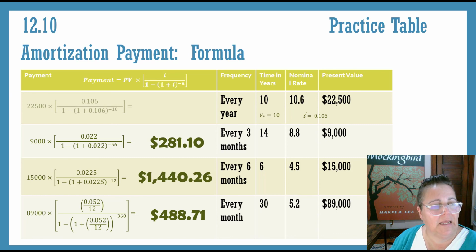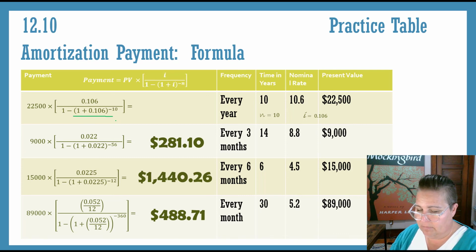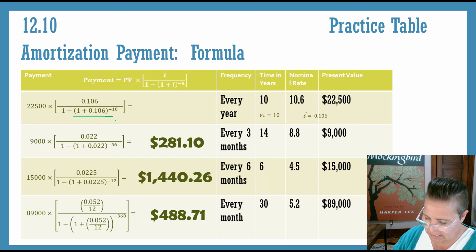When I substitute that into the formula, I get 22,500 times the brick of 0.106 divided by 1 minus (1 plus 0.106) to the negative 10th. We're going to do this part first on your calculator. So we're going to do 1 plus 0.106, hit enter, take that to the negative 10th power. Use the negative key, not the minus, for negative 10. And then I'm going to store or write down that entire number.